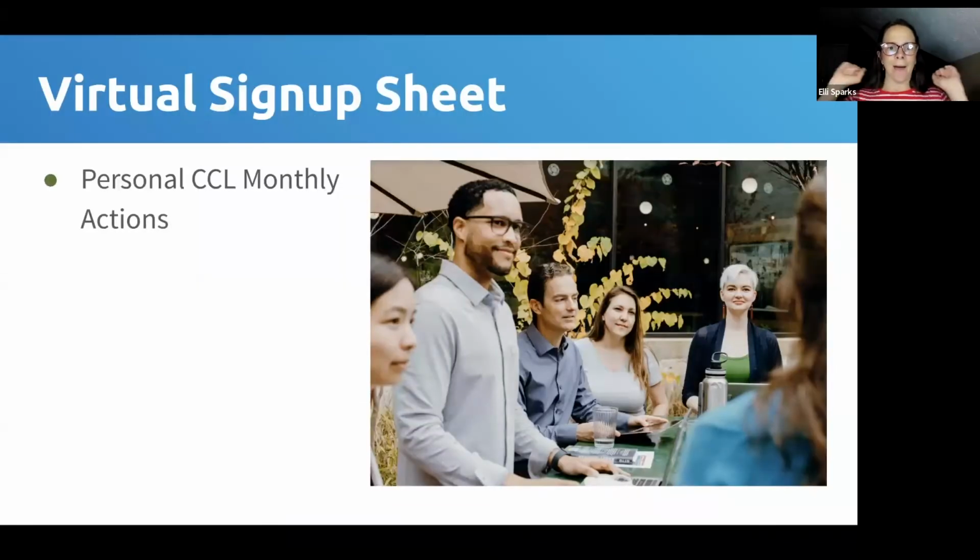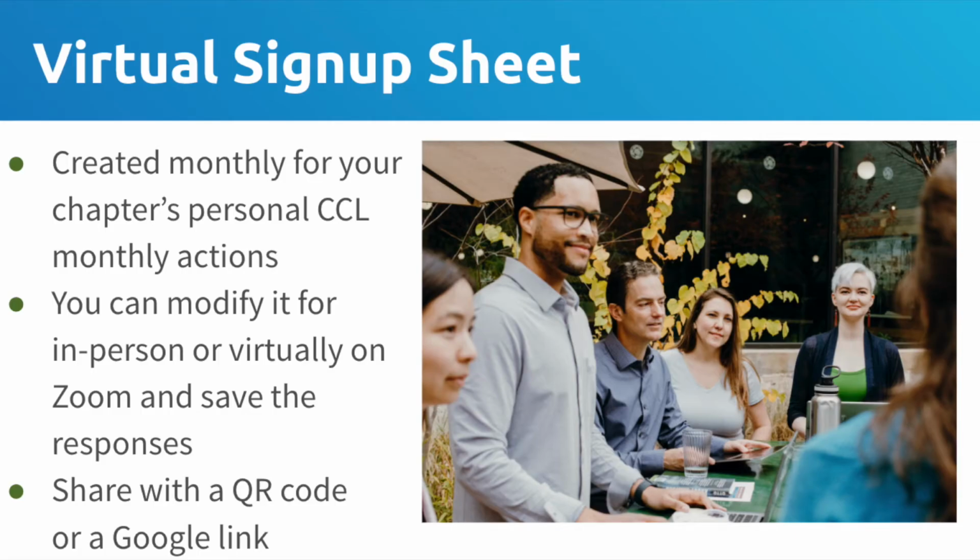All right, to recap, a virtual sign-up sheet is one way to help your volunteers select their personal CCL monthly actions. CCL, Brett and I create a template each month that aligns with our monthly action sheet. You can modify this template. You can use your modified virtual sign-up sheet in your monthly meetings, either in person or on Zoom. You can email the sign-up sheet to volunteers who miss the meetings. You can share it with a QR code that you create, or with the link that Google creates for you. You can save the responses in a spreadsheet that you can use during the month to build your chapter teams, provide resources to your volunteers for the actions, and check up with folks later in the month. So that is the virtual sign-up sheet.